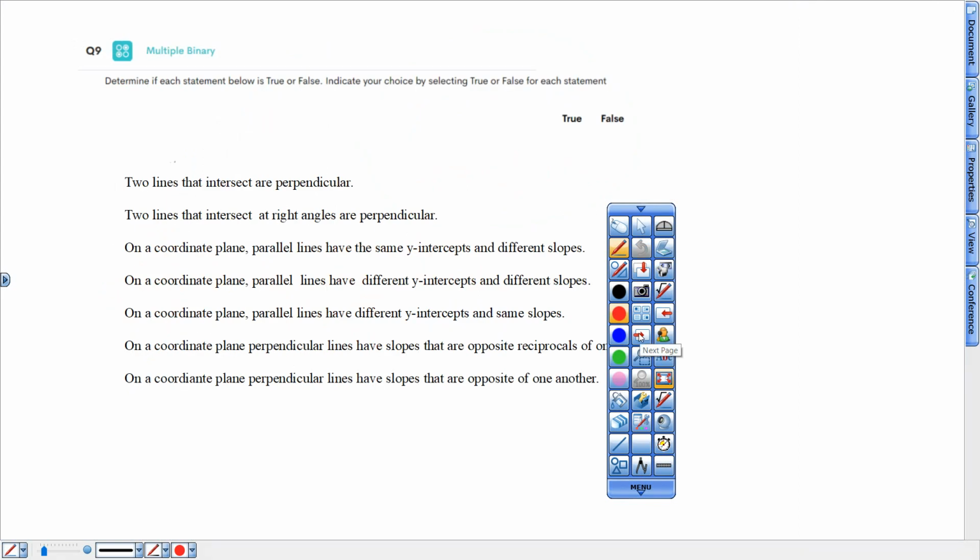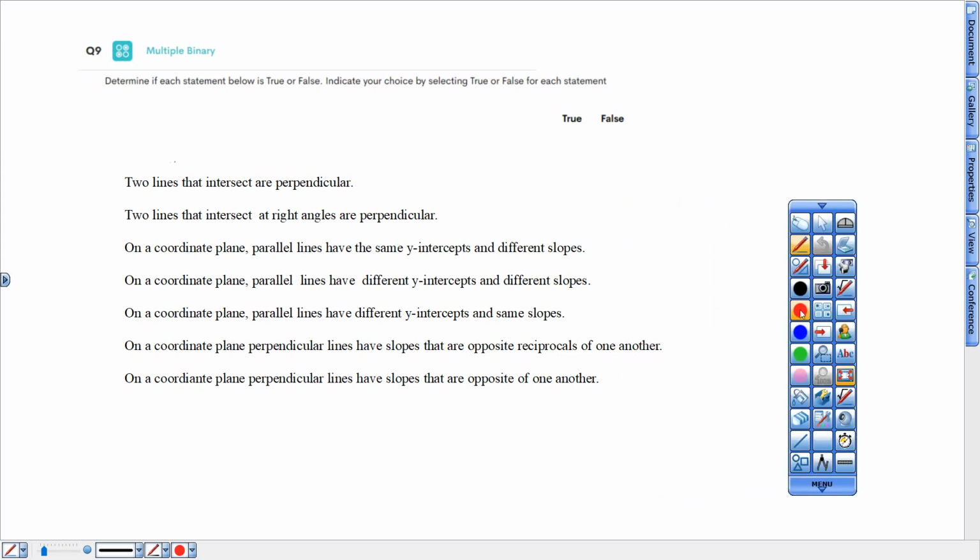All right, here we go. Moving on. Number 9. For this one, true or false. So again, 2 lines intersect, are perpendicular. Remember, that could be any 2 lines. It has to be. So that would be false. So that would be no good. If this says intersect at right angles, that means when they're intersecting, they're making a 90-degree angle.